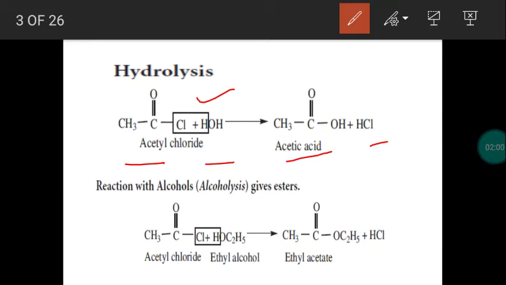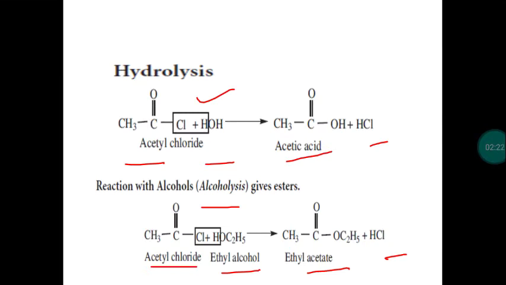Next process is called alcoholysis. That means addition of alcohol to the acetyl chloride. We may add any one alcohol. If ethyl alcohol is added to acetyl chloride, there is a liberation of hydrochloric acid, so ester will be formed. This is called ethyl ethanoate or ethyl acetate. So hydrolysis and alcoholysis are over.